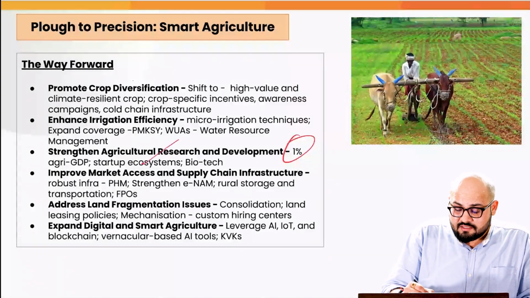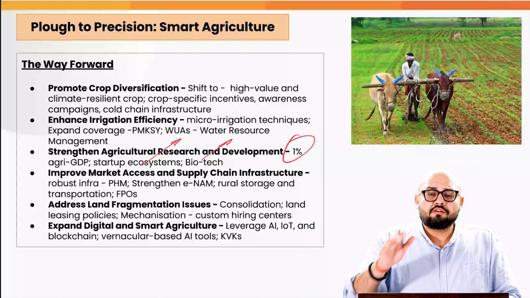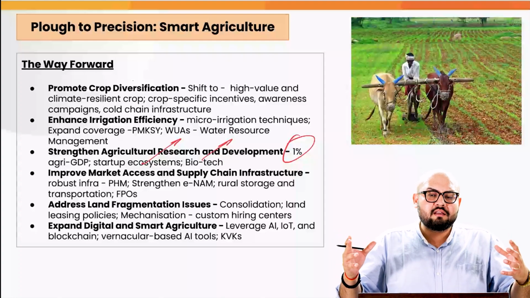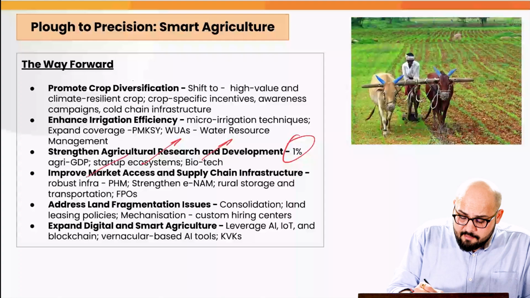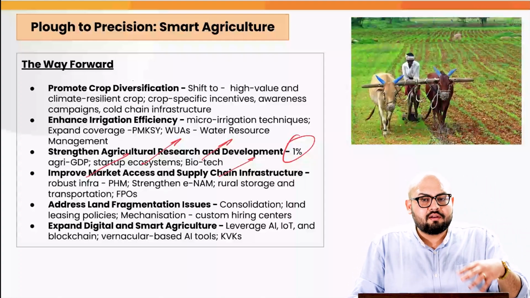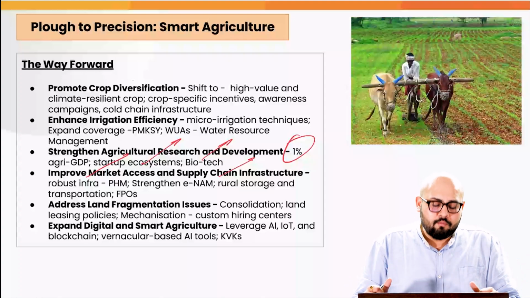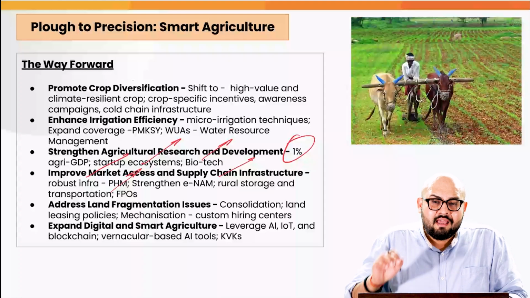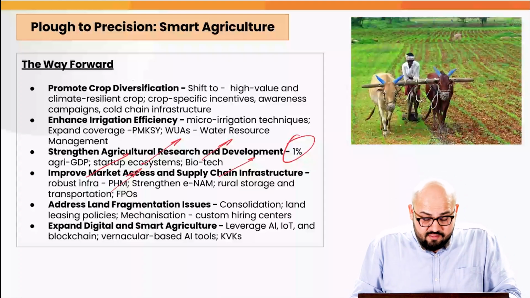We have to focus upon the startup ecosystems which are focused upon agriculture. Then biotechnology is also very important. So we have to come into global collaborations with different enterprises around the world so that we can focus upon biotechnology. Next is improved market access and supply chain infrastructure. Again, we have to make the overall supply chain very robust, right? We have to make sure that post-harvest management is done in a very effective manner, so we do not have these wastes.